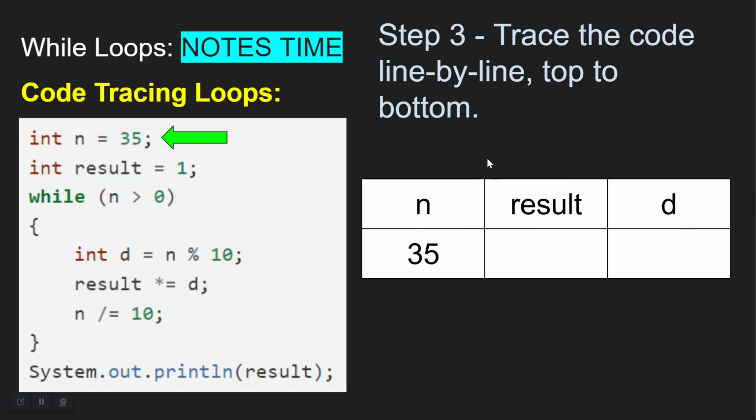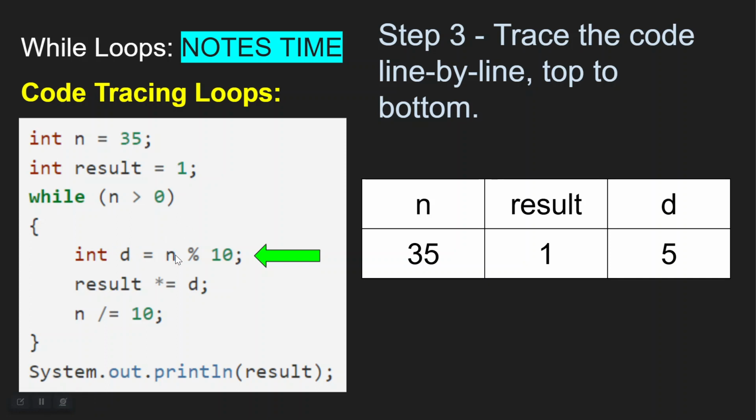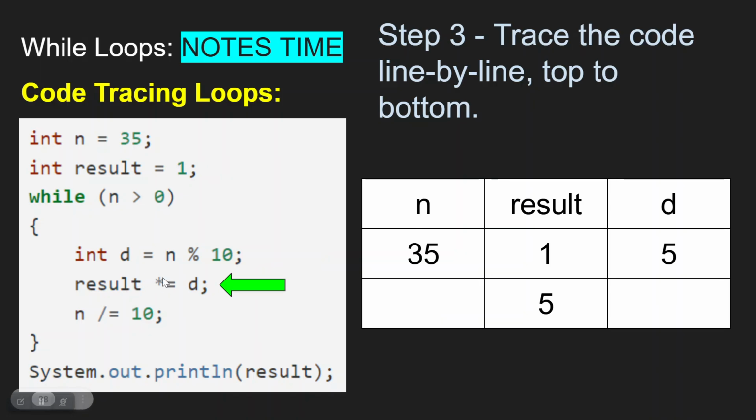We've got int n equals 35. I'm going to pop 35 into my box for n. Int result equals 1. So I'm going to put 1 in here for result. Now it says while n is greater than 0. Well, right now n is 35. That's definitely greater than 0, so that is true. So now int d is n mod 10. Well, n right now is 35, so n mod 10 is going to be 5. Now result is equal to result multiplied by d. Originally result was 1. 1 times 5 is 5. So now result is 5.